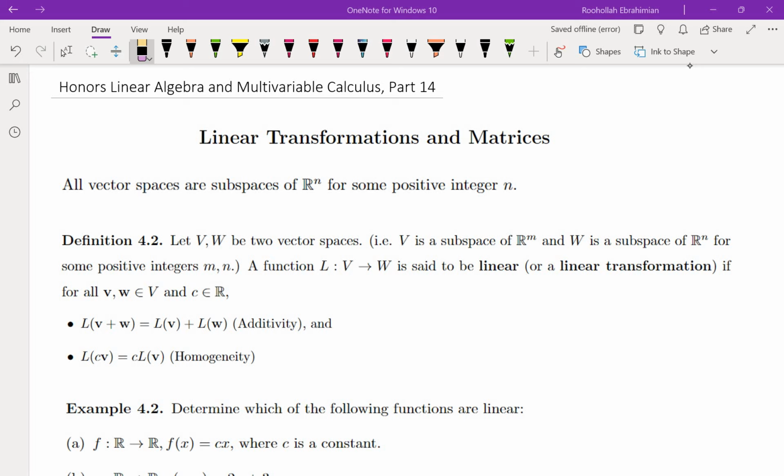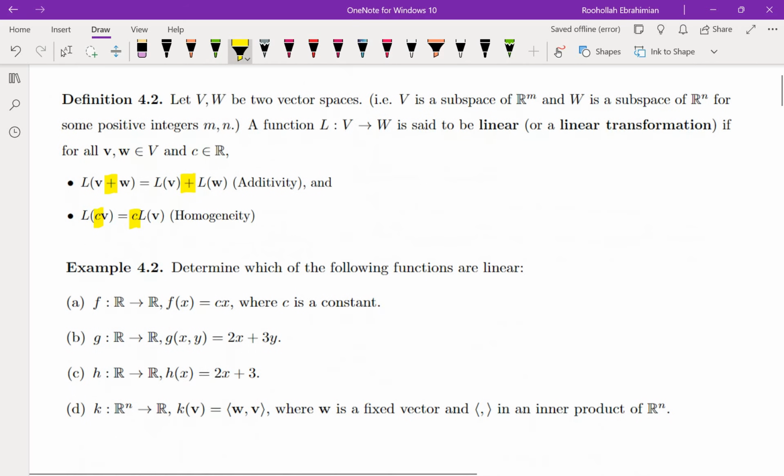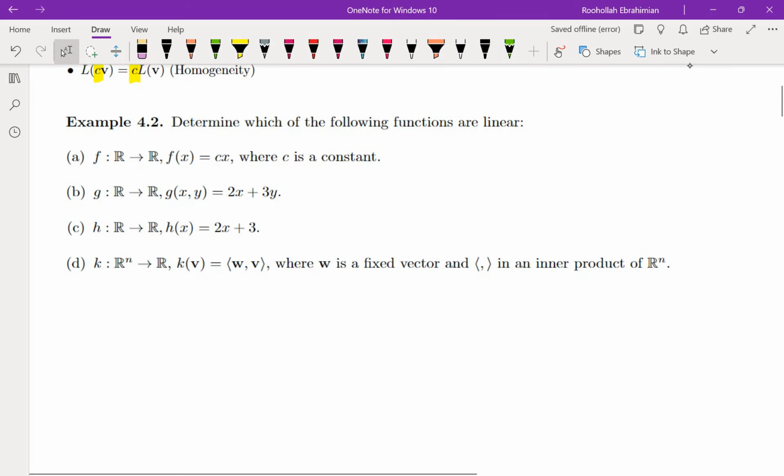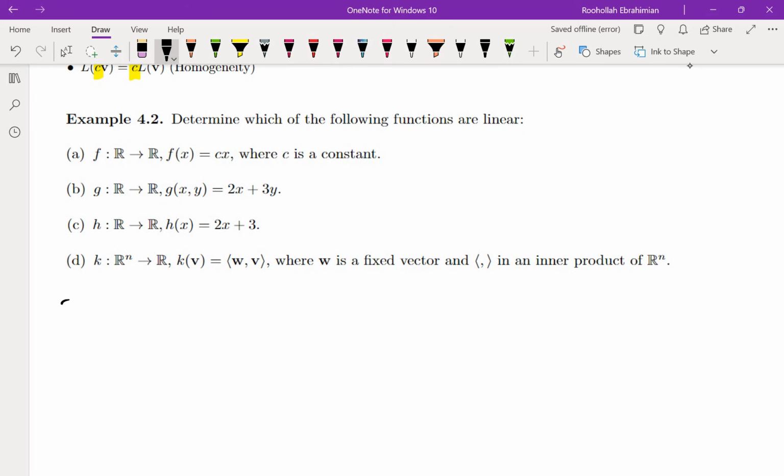So what does this mean? It means it basically preserves the structure of the vector space. So it preserves the addition and it also preserves the scalar multiplication. Now let's look at some examples to get a better sense of what these functions are, and throughout this section you'll figure out why these functions are in fact important. So here are several examples.